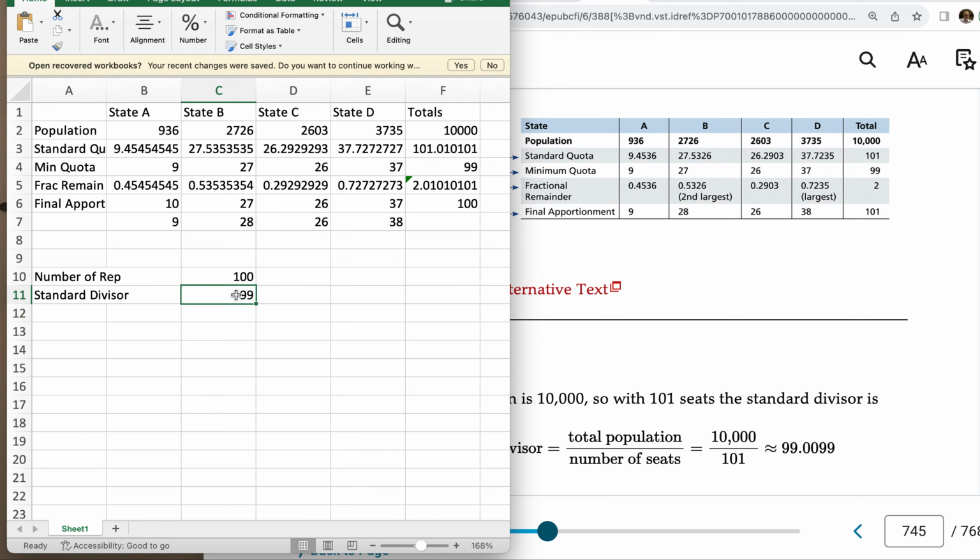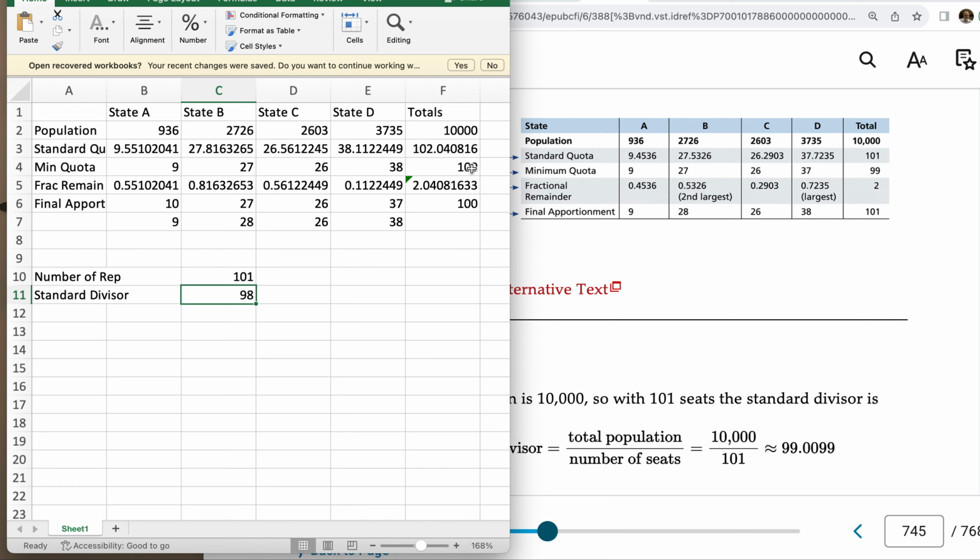So Jefferson said, well, okay, maybe you need to go to 98. And these decimals got even bigger. In fact, this one goes from 37 to 38. And he said, okay, state D gets the extra one. So if you do this one, and then you go to 101 representatives, so now with 101, we should be allocating 101.